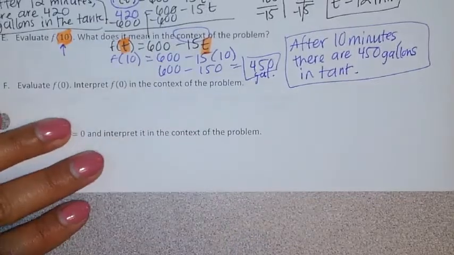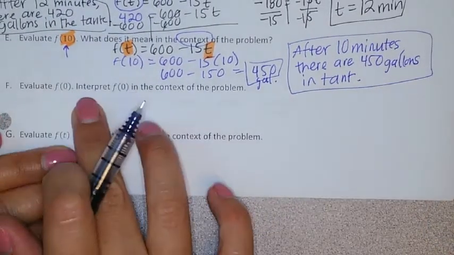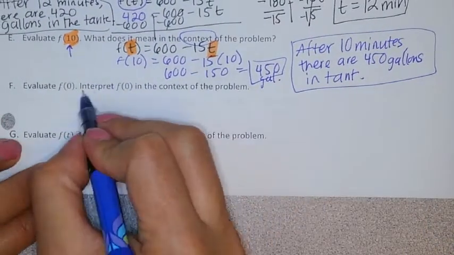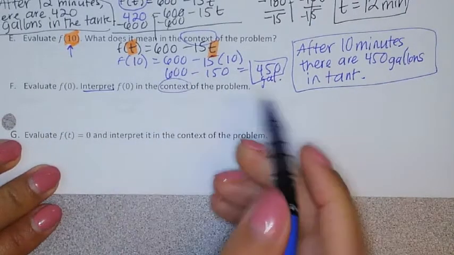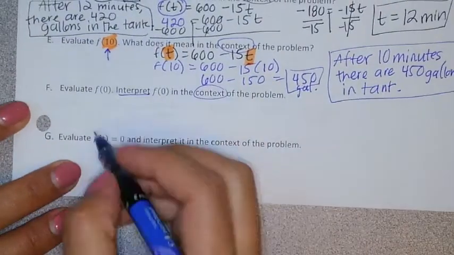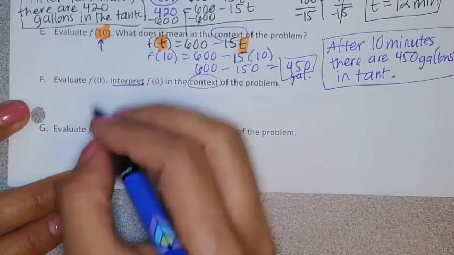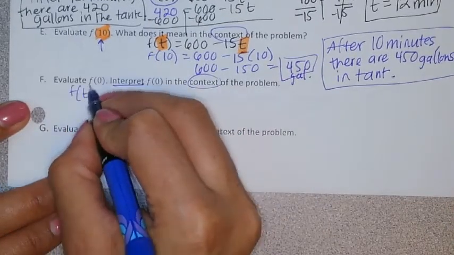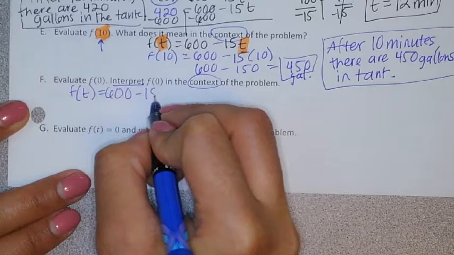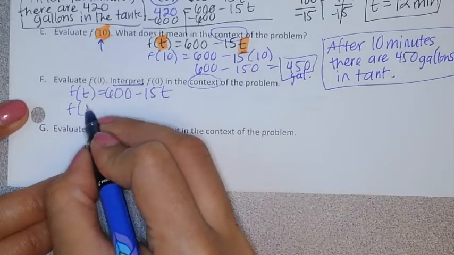Interpret f of 0, evaluate f of 0 and then interpret. Every time you see interpret, it's the same thing as in the context of the problem, using the situation. Okay, so here I have f of t equals 600 minus 15t. Now I'm evaluating for f of 0.